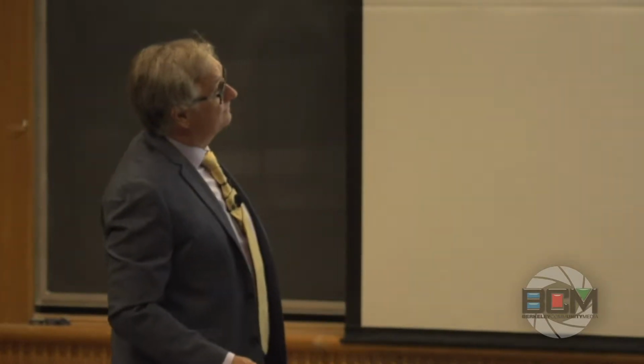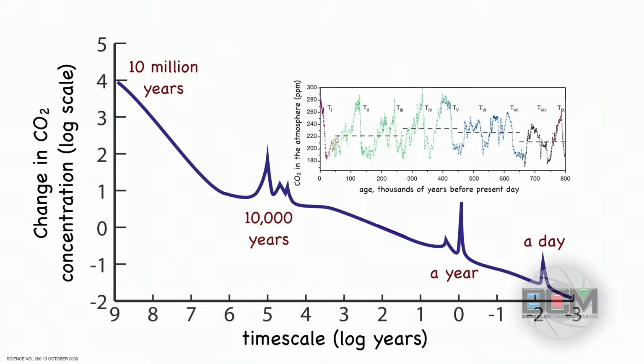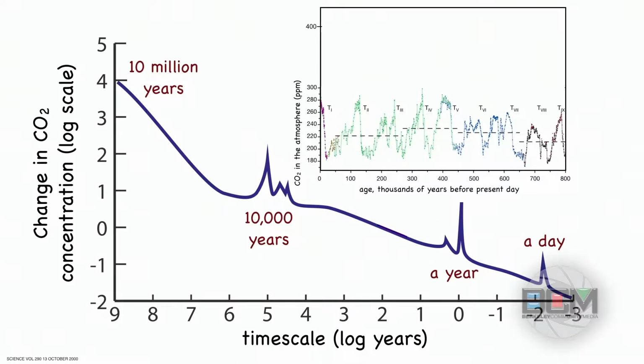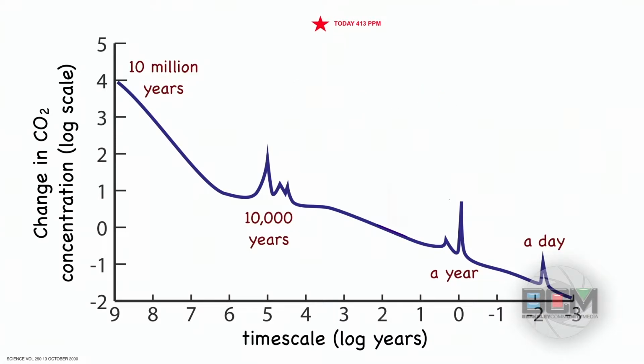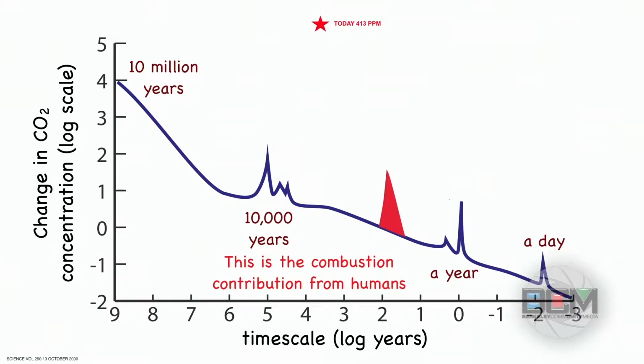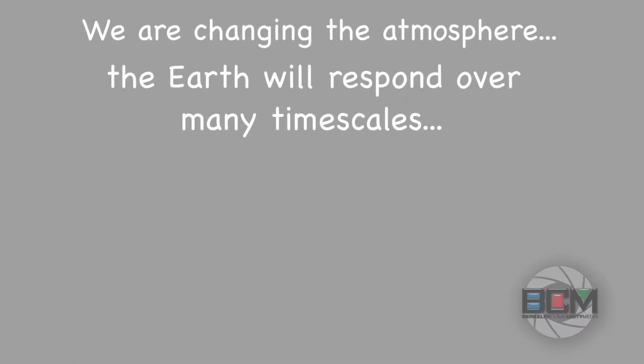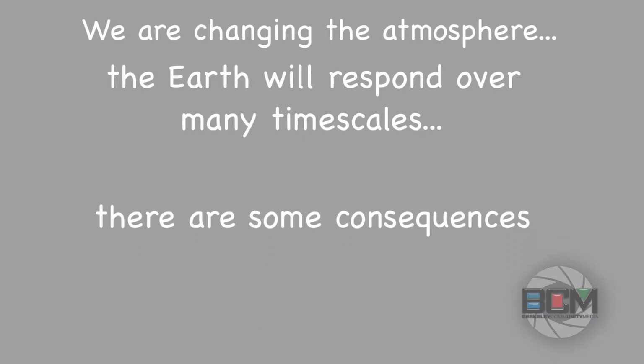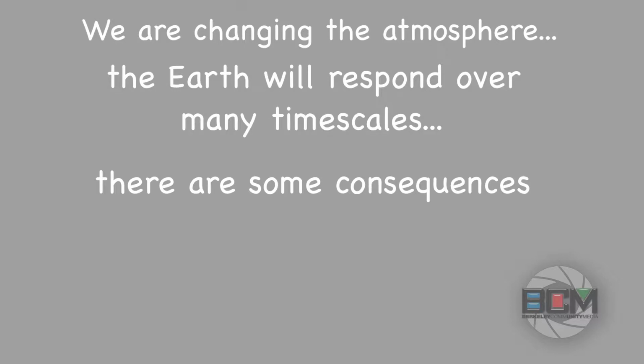So here's our peaks. Here's the measurements that we were talking about before, and you might ask, where are we today, and what is our contribution to the variance spectrum for CO2 in the planet? So we got to expand the scale. Here's where we are today at 413 parts per million. And so on this graph, there's the human contribution to the variance spectrum. So we have perturbed the atmosphere on a time scale that is unique and on a magnitude that's consistent with all the other perturbations so far. So we are changing the atmosphere, and the Earth will respond over many time scales. But there are some consequences.